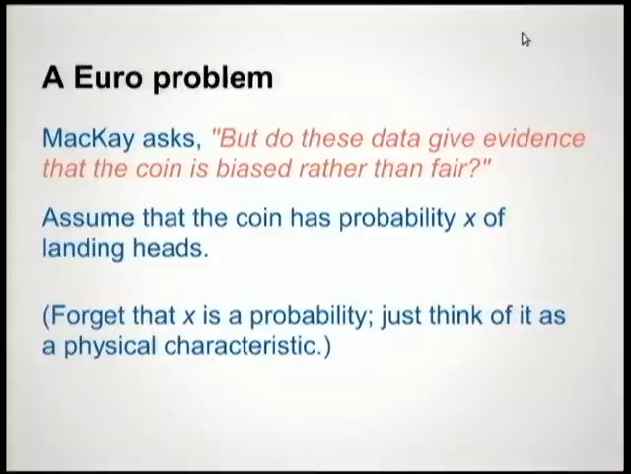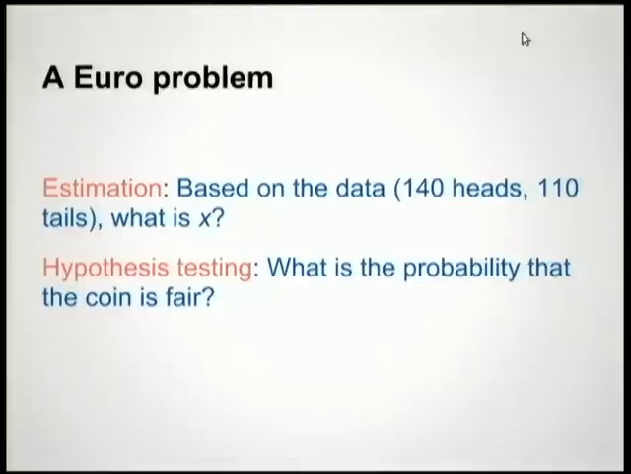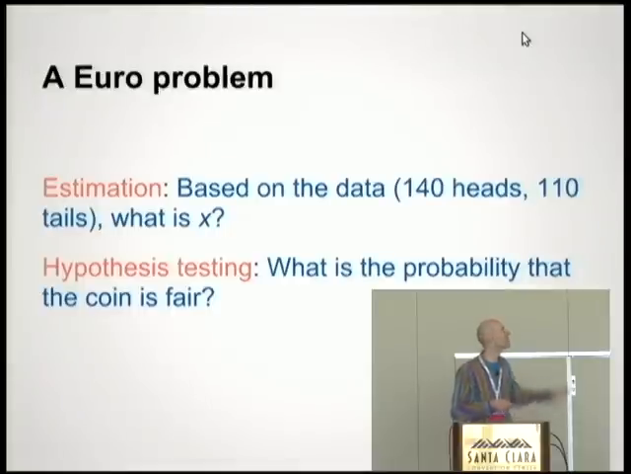Any given coin has a weight, and it has a diameter, and it has a chemical composition, and it has some probability of landing on heads, which I'm going to denote X, and we're going to figure out what X is. We're going to do it in two steps. First is estimation. We're going to figure out for each possible value of X, what's the probability of that value of X, and then we'll come back to the question that Mackay posed, which is the probability that the coin is fair.